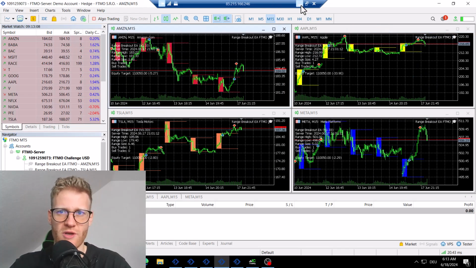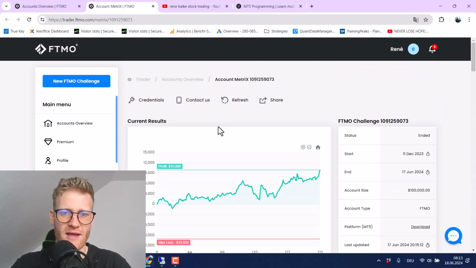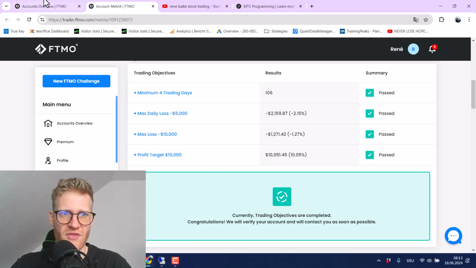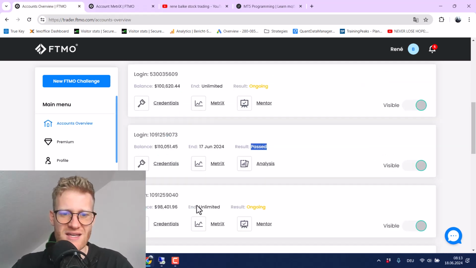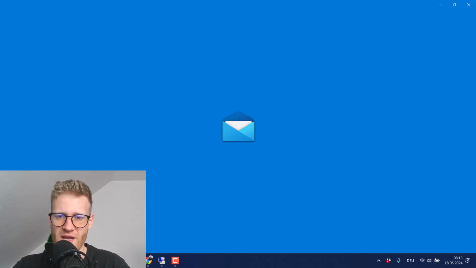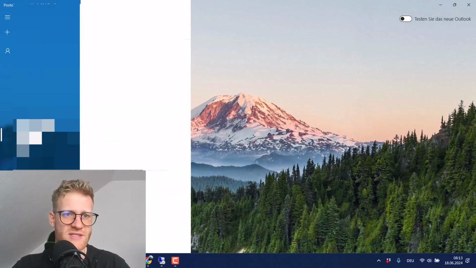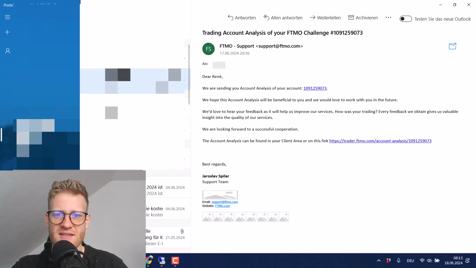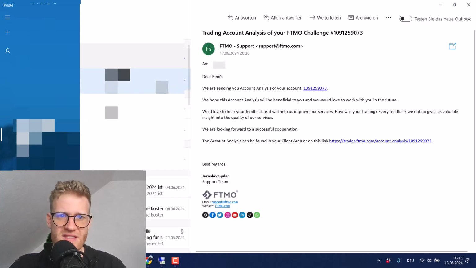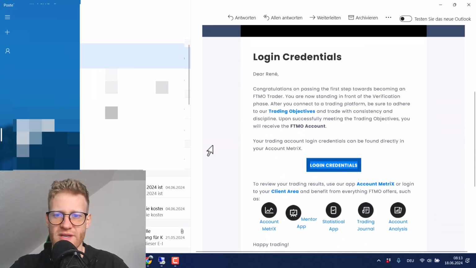Challenges passed. So how do we go on from here? As you can see here in the metrics, it shows everything's passed. Also, we can see here, challenges passed. And I also received the emails already from FTMO. As you can see here, they said I passed the challenge. They sent me the analysis and everything. And then I get the login credentials, of course, for the verification phase. So the next thing I will do is set up the verification account. I will use the same strategy, the same symbols, everything the same. And I will keep you updated on the channel, of course. So this was my little update on the next challenge that I passed here with FTMO.